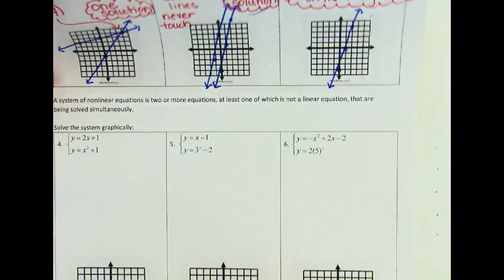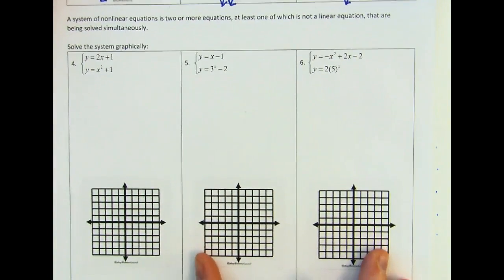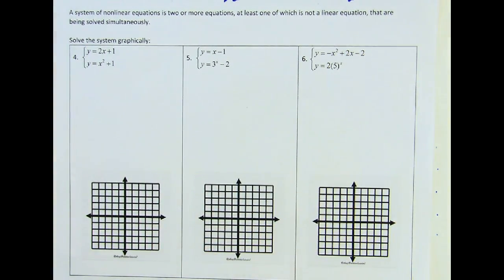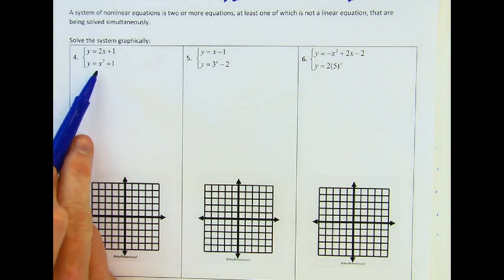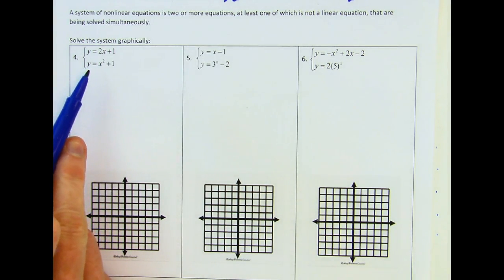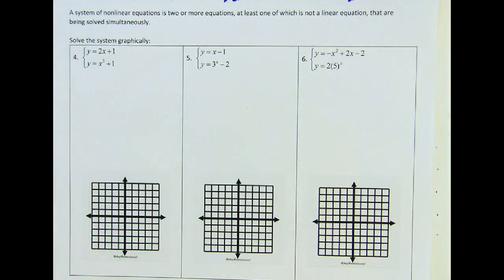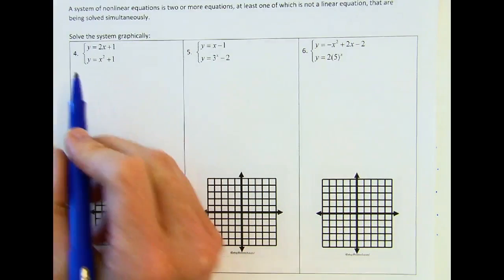Now, we are going to do this graphically first to get a good picture of what in the world is going on. So as you look at number 4, you will notice that number 4 is a linear equation and a quadratic equation. So the first thing we're going to do is look at the linear equation.